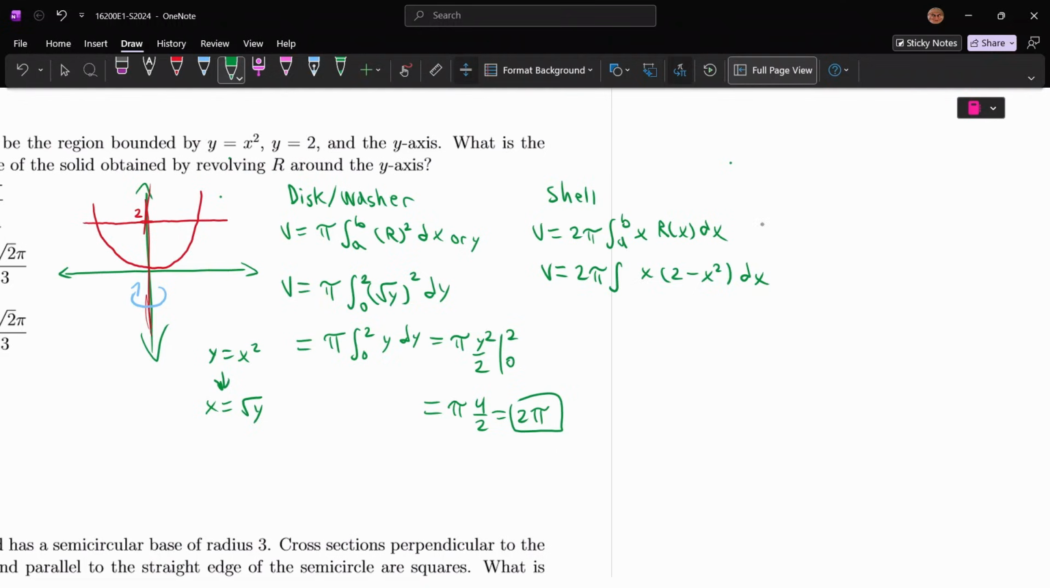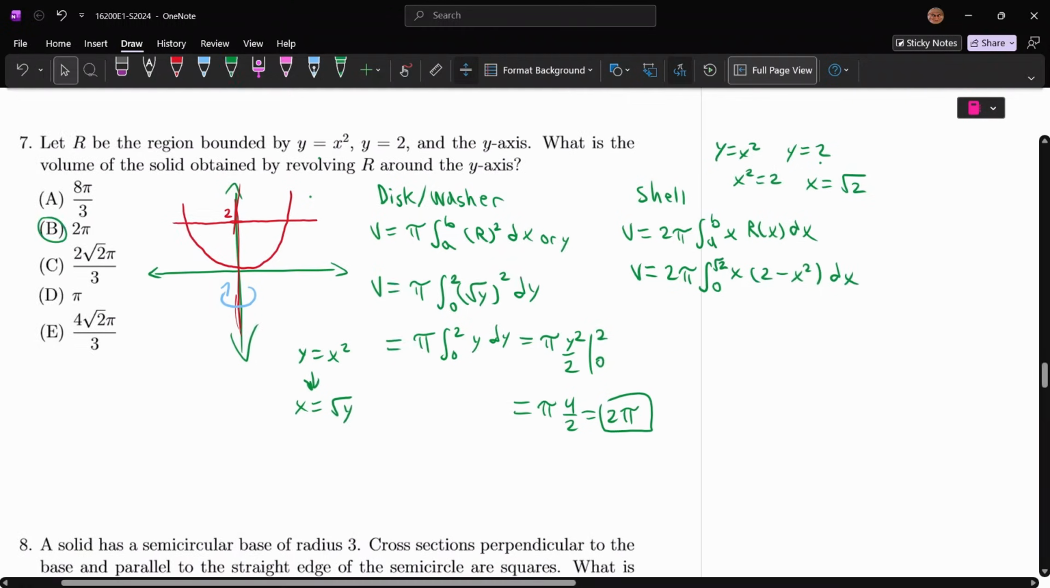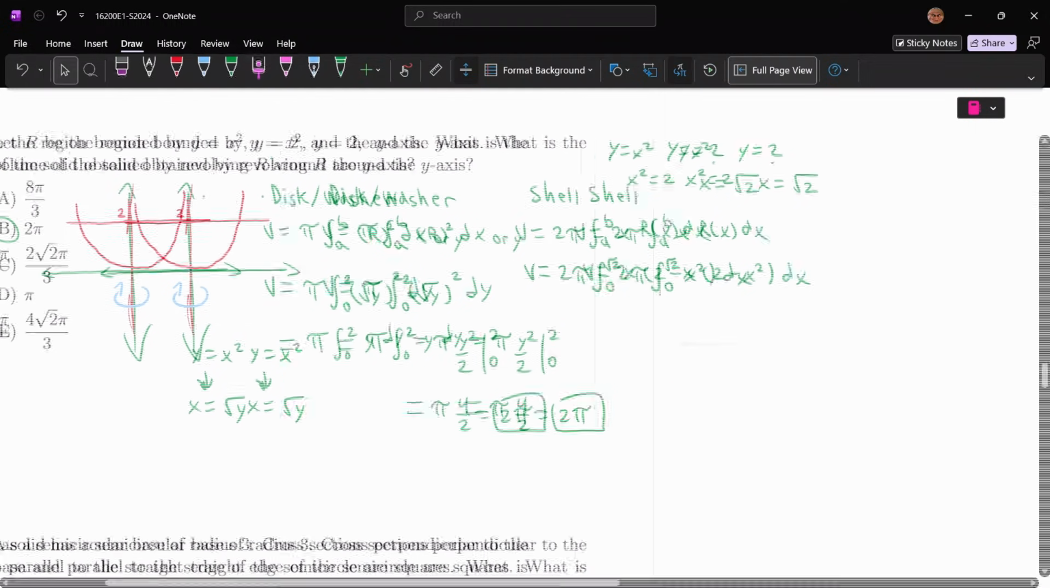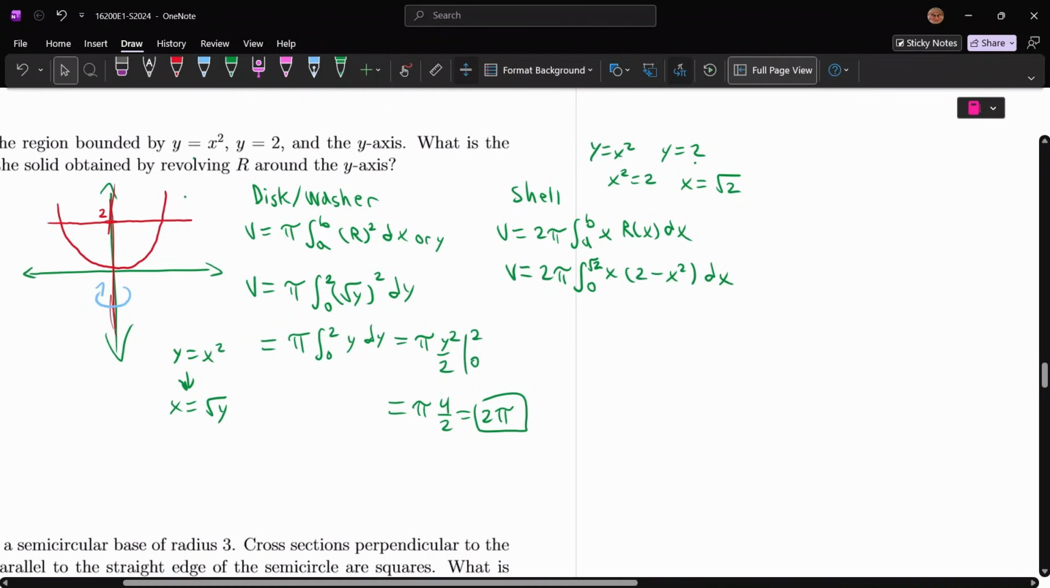So we have y equals x squared, and y equals 2. So x squared would be equal to 2, so x would end up being equal to the square root of 2. And so this would end up being our upper boundary instead of 2. Plugging that in here, you end up with 0 to the square root of 2. And you can probably see already that the disk and washer method for this question is going to be easier computationally after you change the function's variables, versus the shell method. You can see it's a lot more convoluted here.